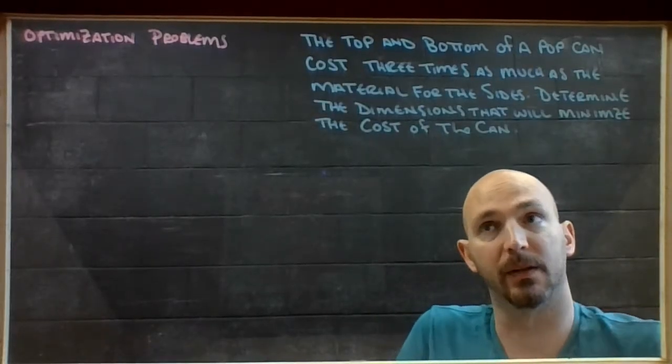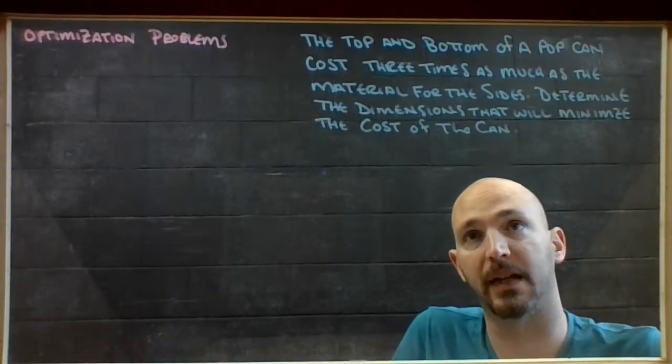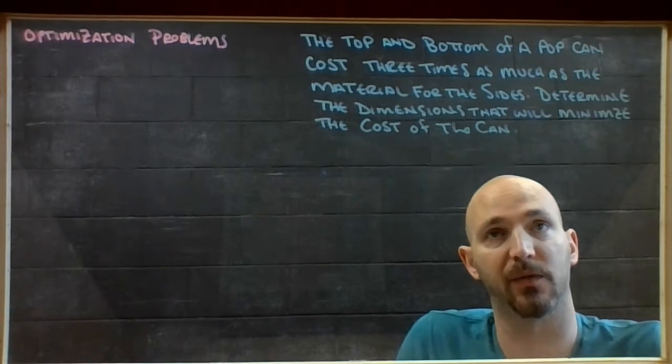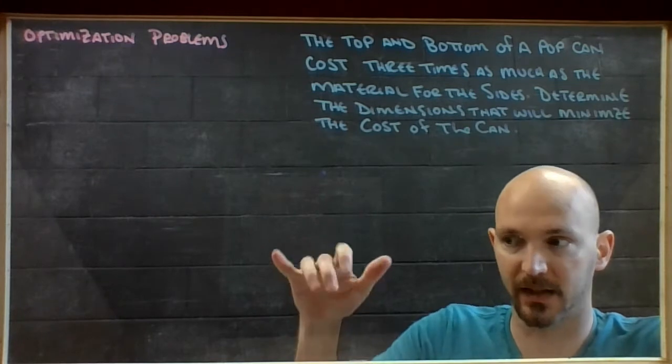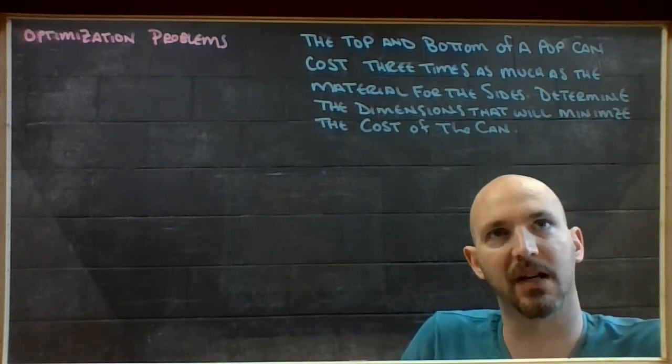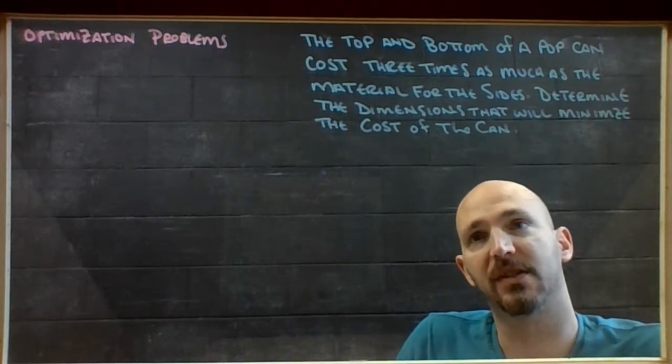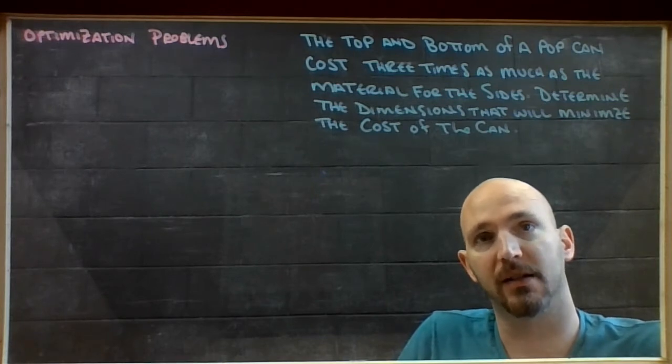So we'll tackle this one next. The top and bottom of a pop can costs 3 times as much as the material for the sides, presumably because of the indentation on the bottom and all that exciting tab stuff on the top. Determine the dimensions that will minimize the cost of the can.